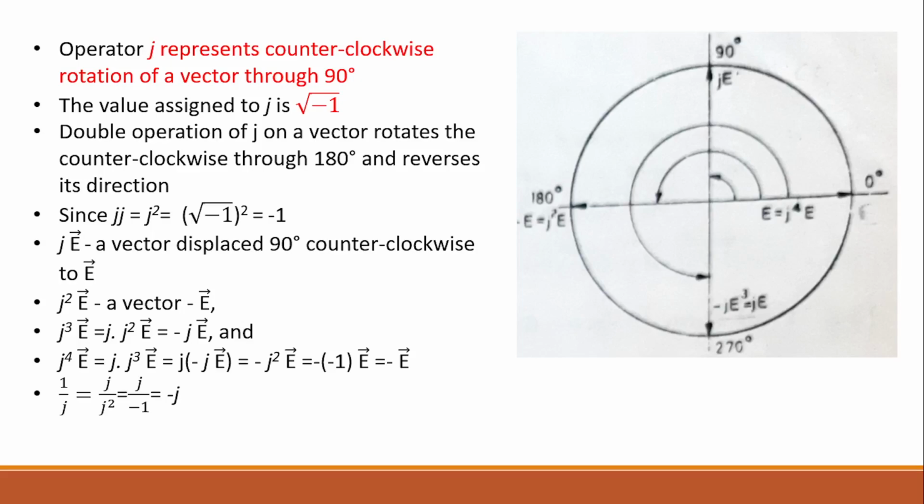What about 1 by j? Simply multiply and divide it by j. You will find j by j square. It will be j upon j square. That means j upon -1, the value of j square. So it is equal to -j. So 1 by j is simply written as -j.